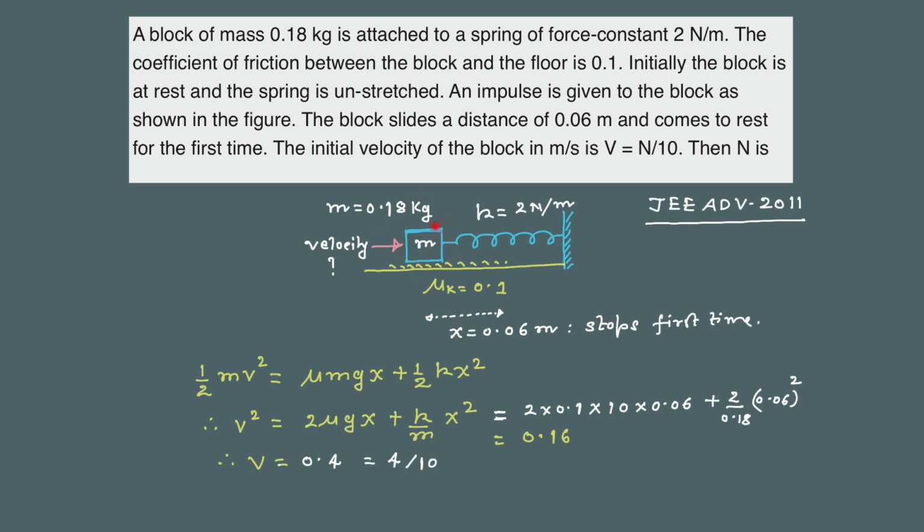So initial kinetic energy given should be equal to potential energy of the spring and work against friction, because finally it is stopping, so there is no kinetic energy left. So partly it will be used to work against friction, and partly it will be converted into spring's potential energy. So this equation is written here. Initial velocity if taken as v, then half m v square is mu m g x plus half k x square. This is work against friction. This is energy stored in the spring.